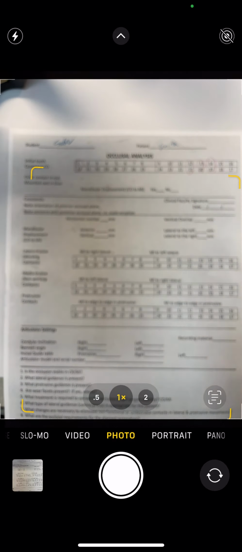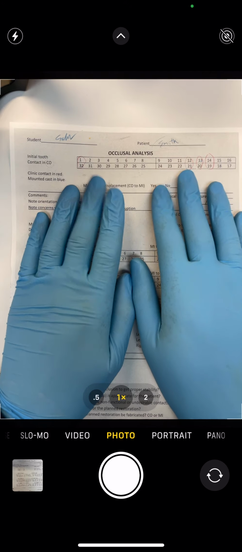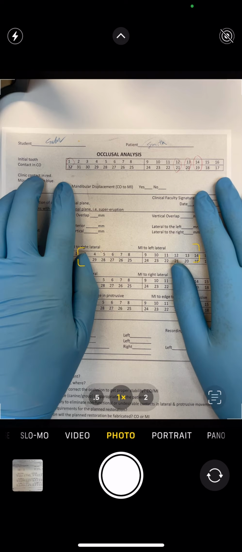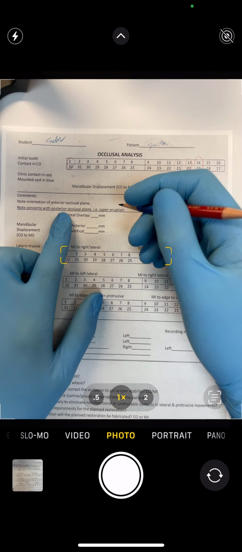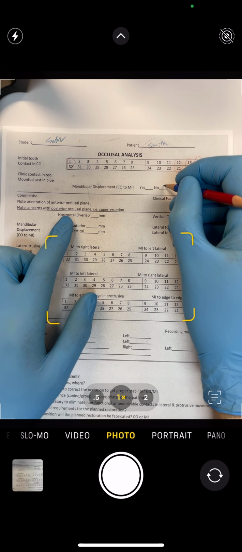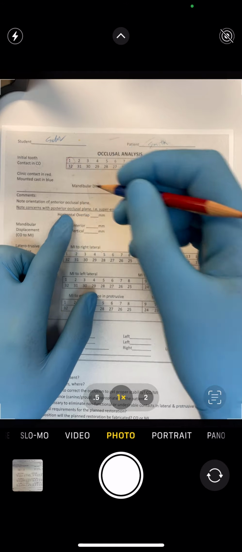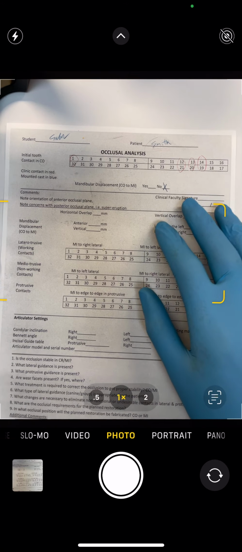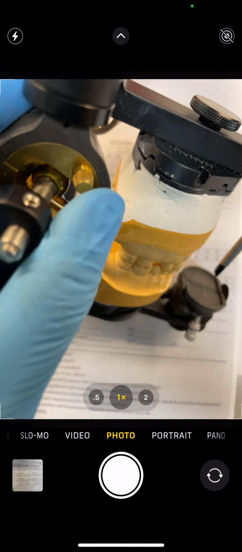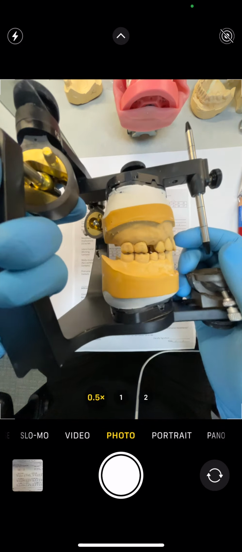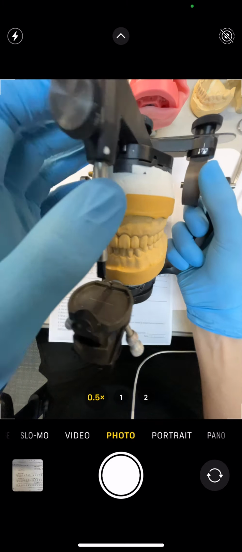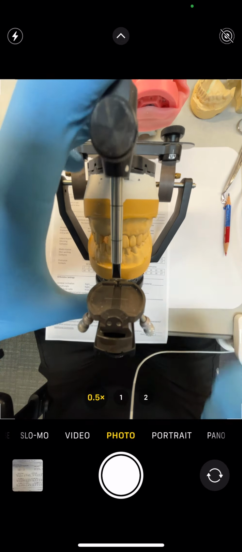So it's away from our topic. Let's go back to our occlusal analysis form. It's just more information for you guys. So I decided there is no displacement between centric occlusion and maximum intercuspation, so there is no displacement. Now I mounted the case. Here's my articulator mounted. I raise the pin and I will check the contacts.